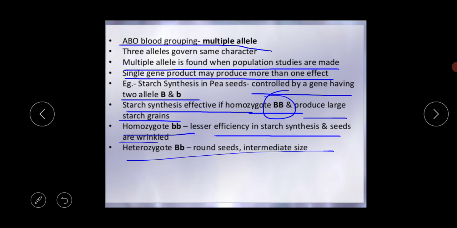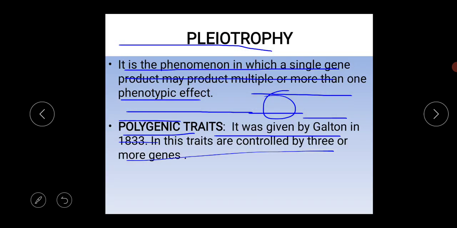So in this multiple allelism, in this case the ABO blood grouping, more than 2, that is 3 alleles are present which govern the same characteristics. Already I have told you that in multiple allelism, 3 alleles are present and govern the same character. The same character means the ABO blood group determines the blood group only. The multiple alleles can be found only when population studies are made. So these are the basics of multiple allelism.